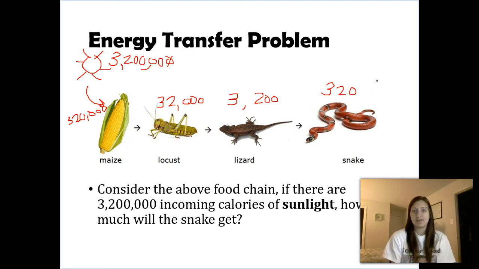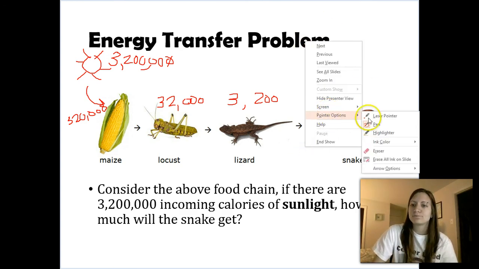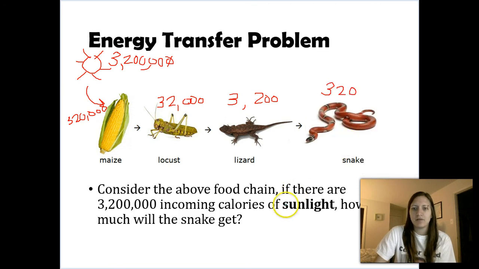You really need to pay attention to the wording of the questions. Because I could have also said, consider the above food chain. If there are 3,200,000 calories in locusts, that would tell me, let me do a different color. So let's put this in blue. So let's imagine that this problem said, instead of sunlight, that we had that many calories in locusts.